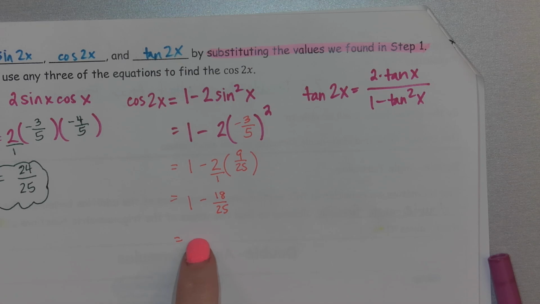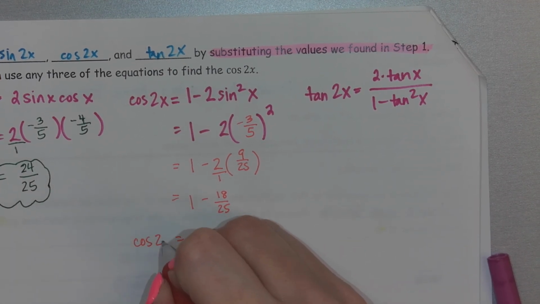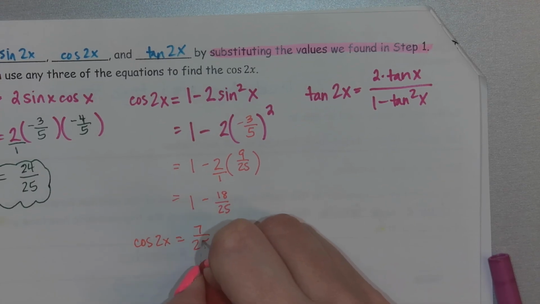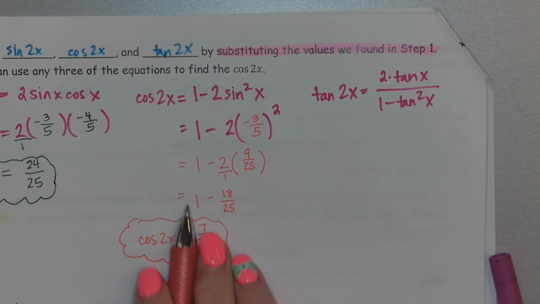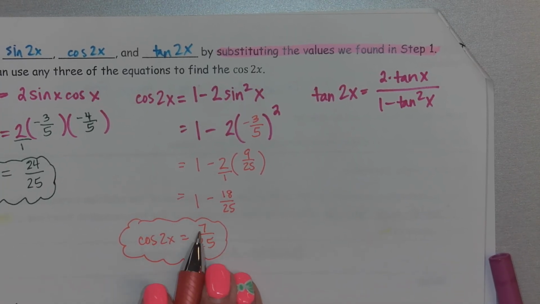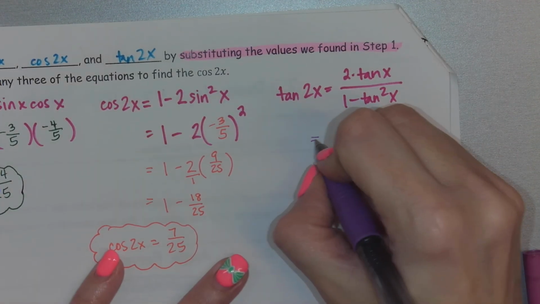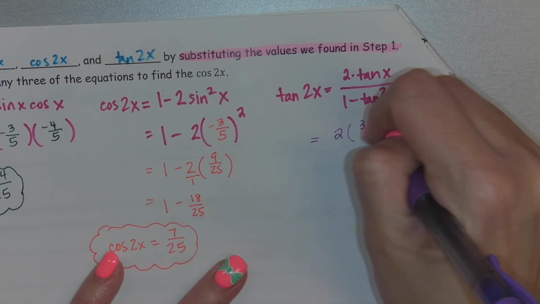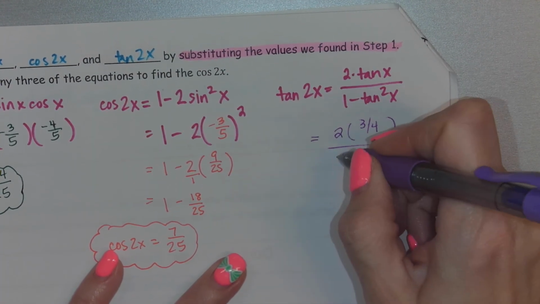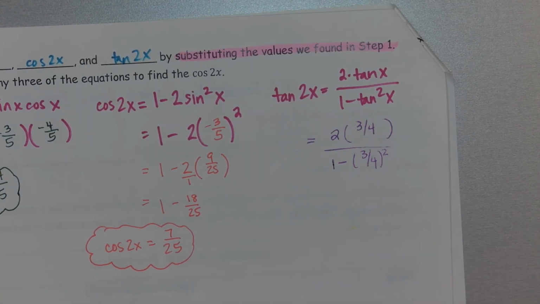Okay, so Lucas, what'd you get for this one, the cosine of 2x? Yep, 7/25, great. Okay, so this would be 25/25. 25 minus 18 would be 7. All right, and then let's make sure you guys started this one correctly. So you're going to do 2 times, our tangent of x was 3/4. So we're going to plug that in. 1 minus 3/4 squared.